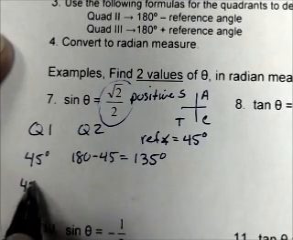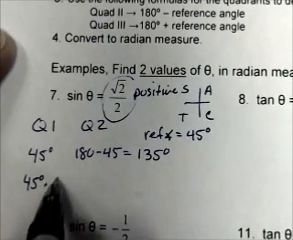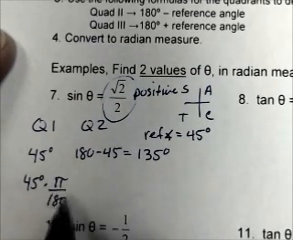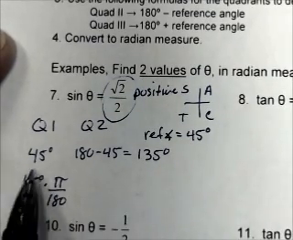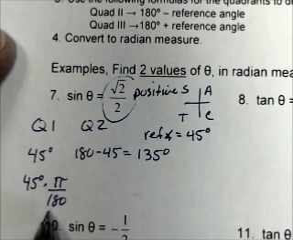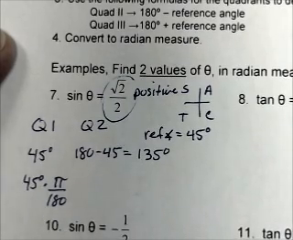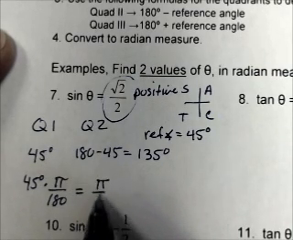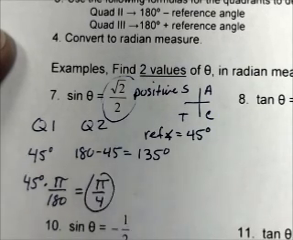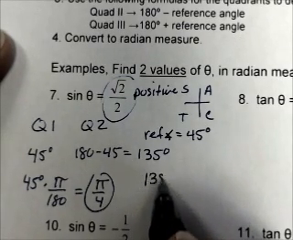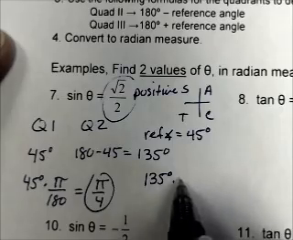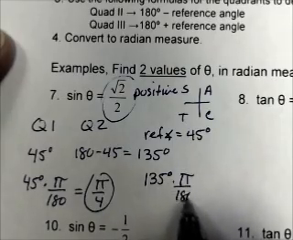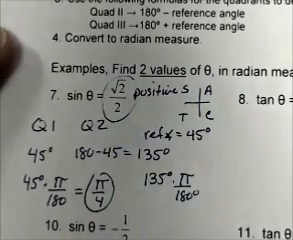So we take our degree measure and multiply by pi over 180. And if you need to, just take 45 divided by 180 on the calculator, math bracket. This is going to be equivalent to pi over 4 radians. And do the same with 135. Take 135 degrees and multiply by pi over 180.